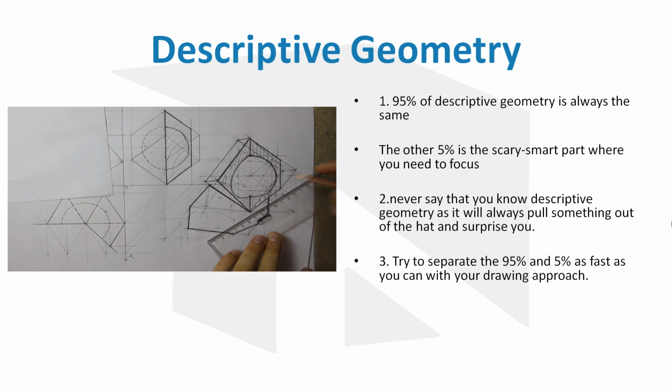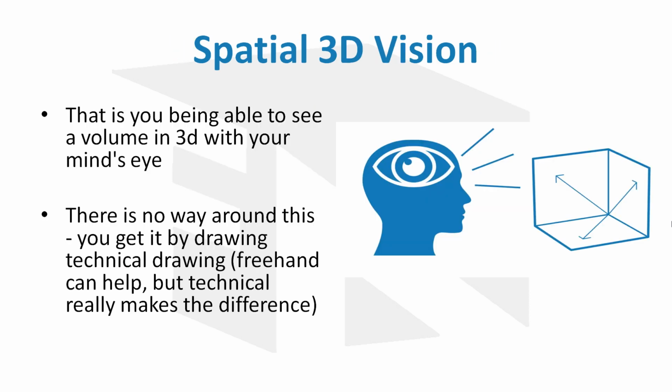And obviously you can never say that descriptive geometry is perfect, or you know it, or it's done, it's final. No, it's always going to come up with something that's going to shock you, okay? And obviously by separating the 95 and the 5% elements, you will get a very good level of clarity in your approach to drawing.